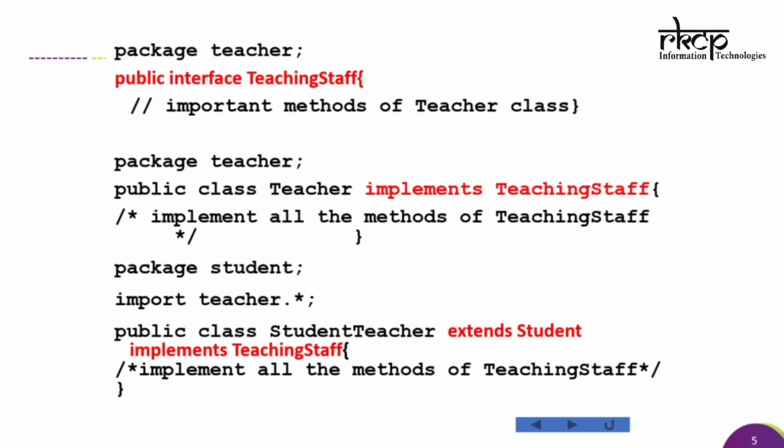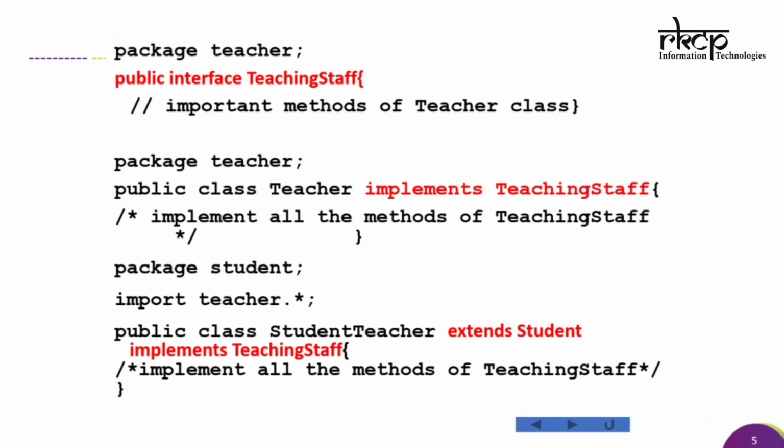Here I am giving one full-fledged example. You remember a teacher package. Inside the teacher package I am going to create one interface called TeachingStaff. Here I have created the interface TeachingStaff, and inside the TeachingStaff interface, suppose I am not using any method or any variable.